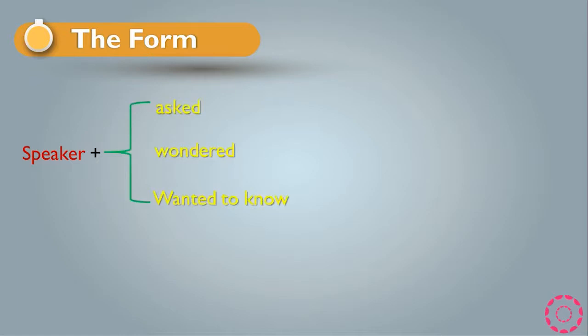Now we have the forms. The speaker plus asked, wondered, or wanted to know. We can use one of them. After that, they are followed by if or whether, plus subject plus verb plus complement. After asked, wondered, or wanted to know, you have to write if or whether, and after if or whether we write subject plus verb plus complement.